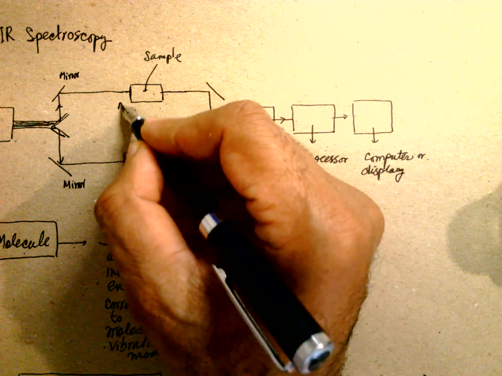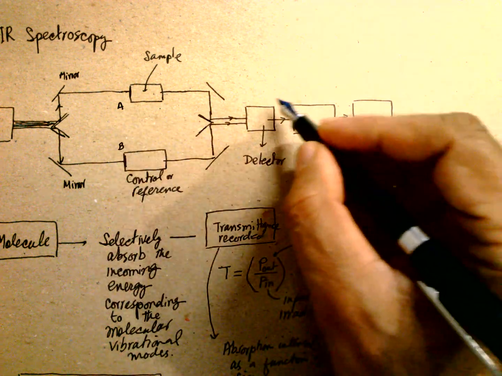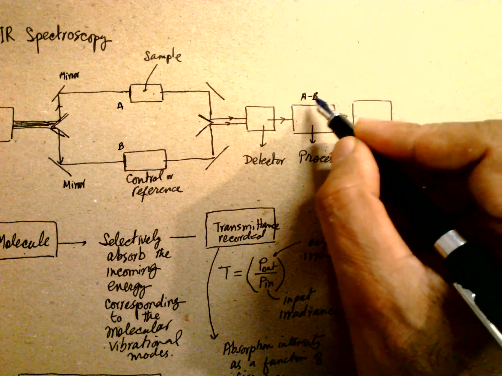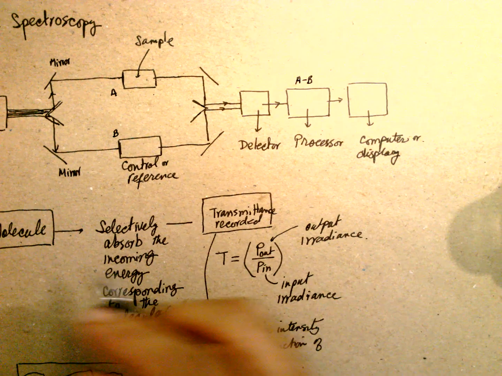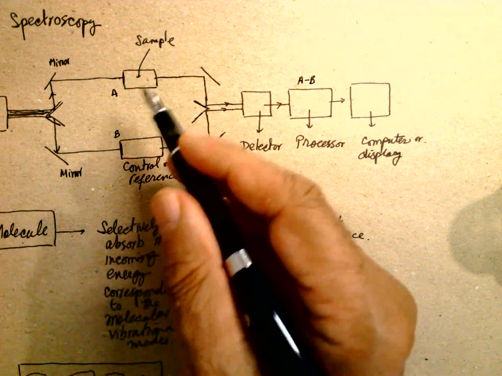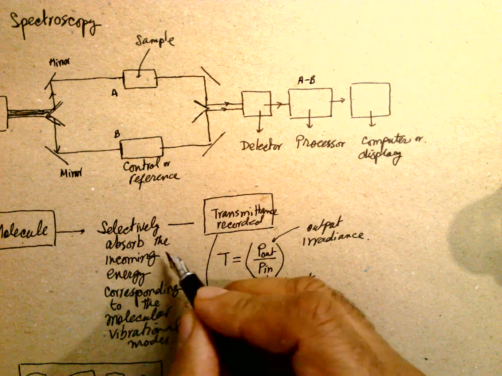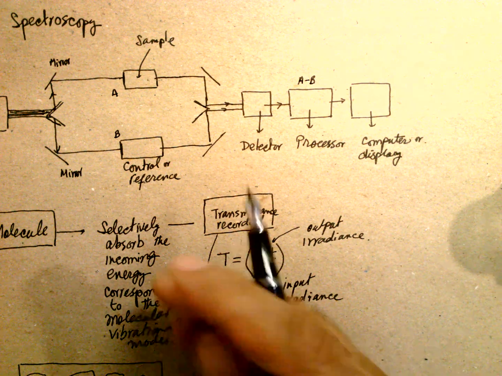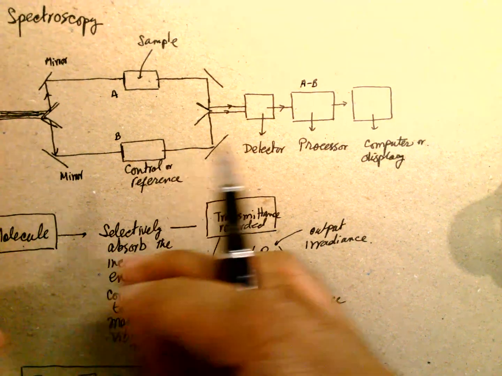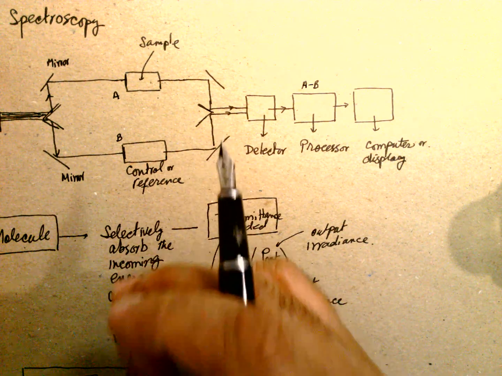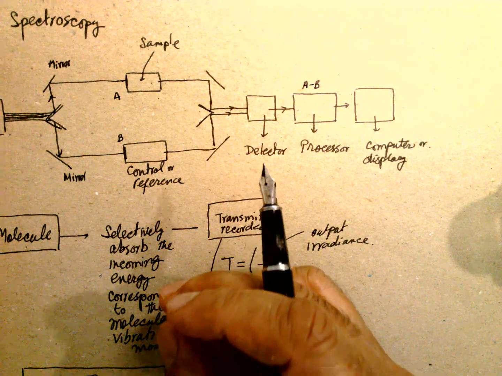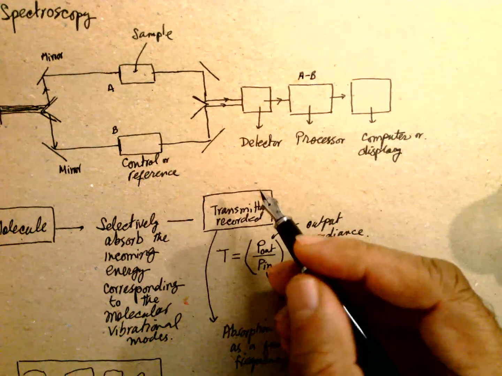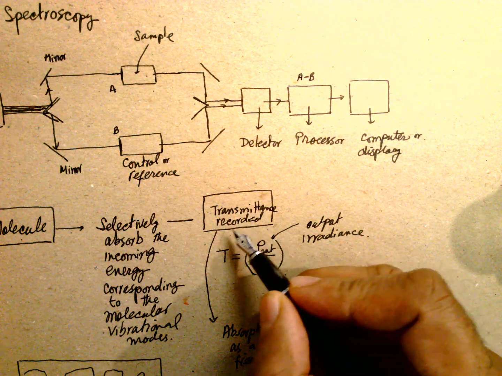So if this is A and this is B, here a detector is acting, and then it is A minus B, so it is extracted. The molecule in the sample selectively absorbs the incoming energy corresponding to the molecular vibrational mode. Each vibrational mode, like a spring, gains energy from the IR source and starts oscillating at its natural frequency. And the transmittance is recorded.